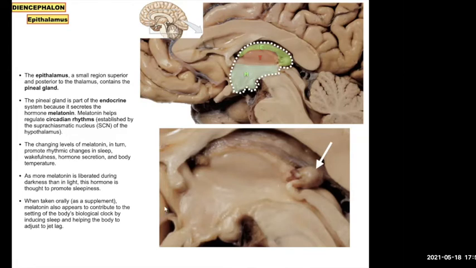Basically the suprachiasmatic nucleus of the hypothalamus projects over to the pineal gland. And how many people just thought of that Mary Poppins song, supercalifragilisticexpialidocious? I'm sure that's where they got those words from. The suprachiasmatic nucleus of the hypothalamus projects over to the pineal gland, and it stimulates it to release melatonin.